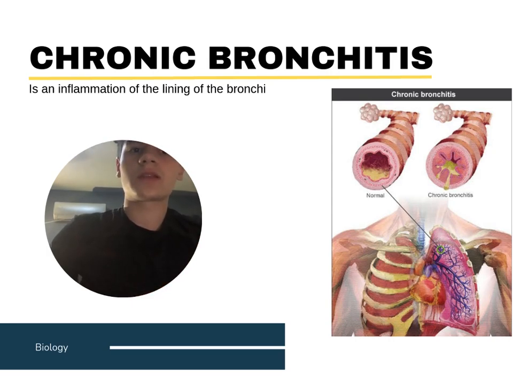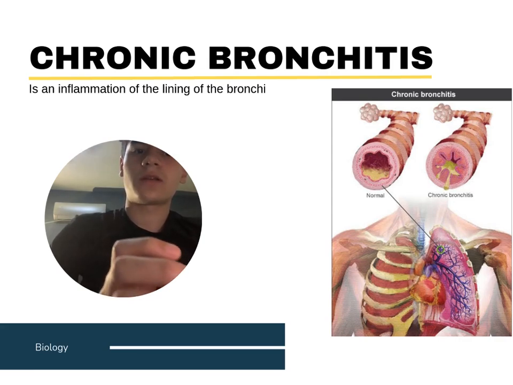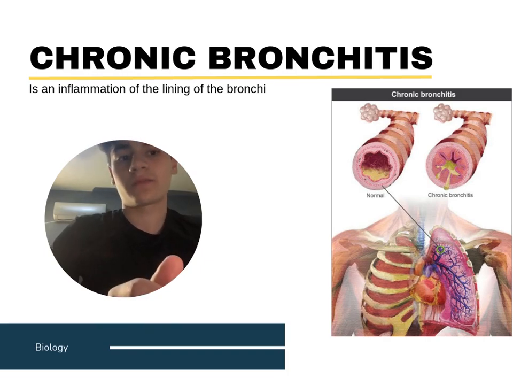A common cause of bronchitis is smoking. Other risk factors include environmental pollution and inhalation of gases or particles.